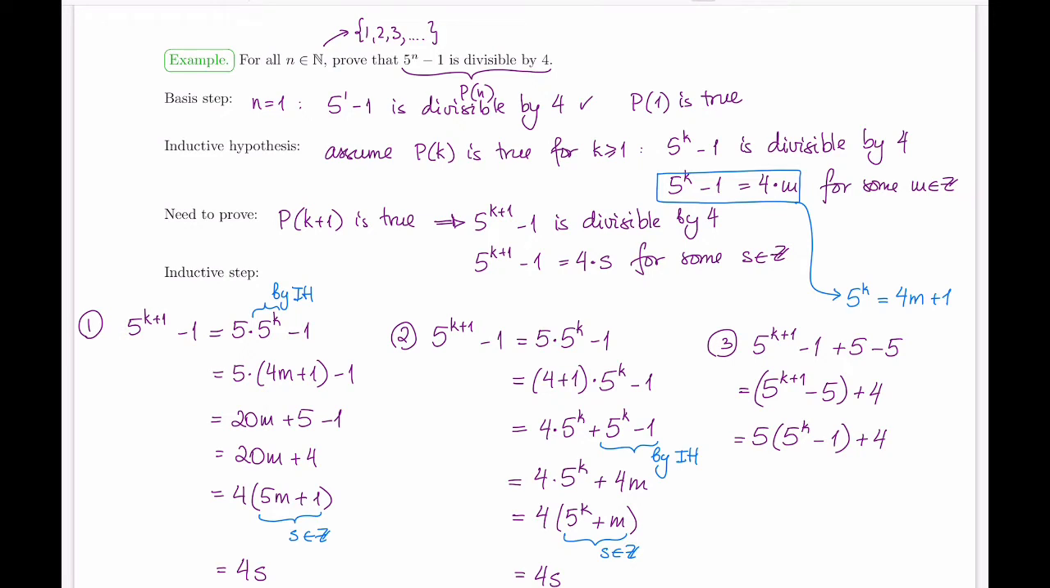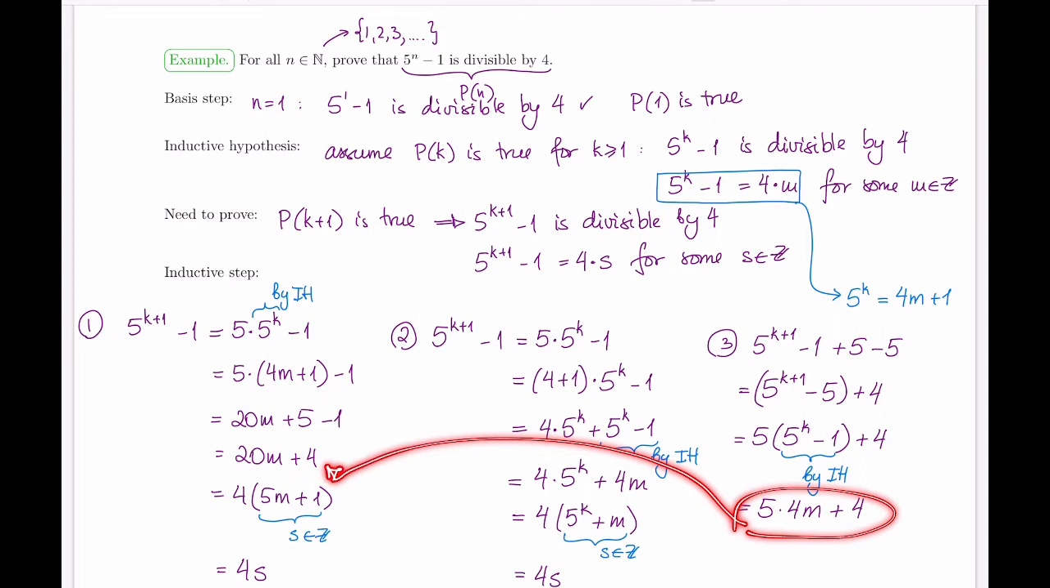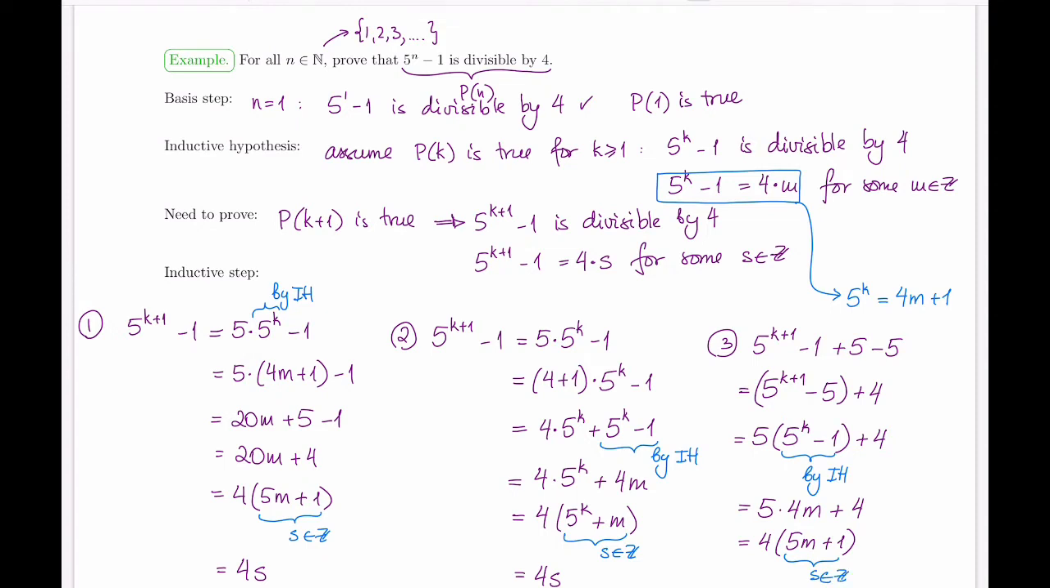And now it's clear why I had to bother, because this is exactly the thing that I can apply my inductive hypothesis onto. So by inductive hypothesis, I can replace this expression with 4 times m plus 4. And now you actually notice that this case kind of directly corresponds to the first case, except I got there via a different route. So I can factor out 4. What I'm going to have left is 5m plus 1. And as we've already seen, I can replace that with an integer called s, and altogether get 4s.